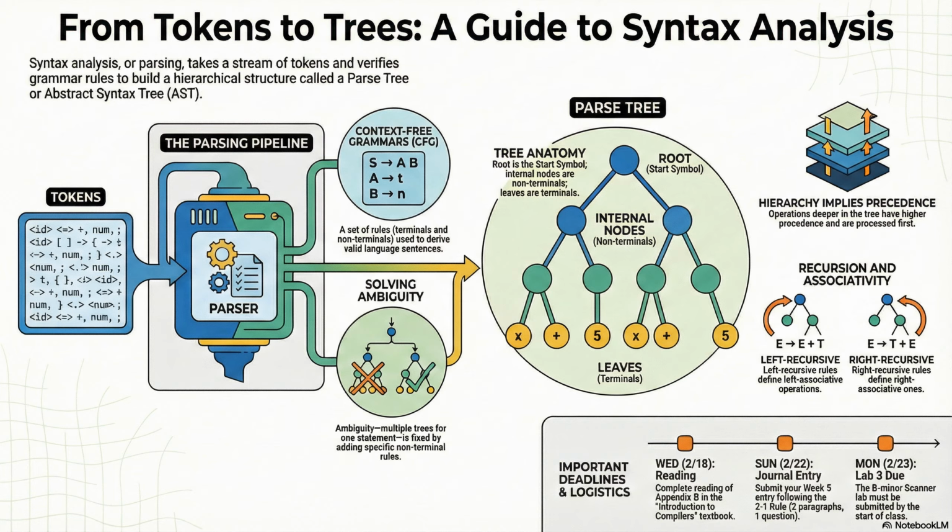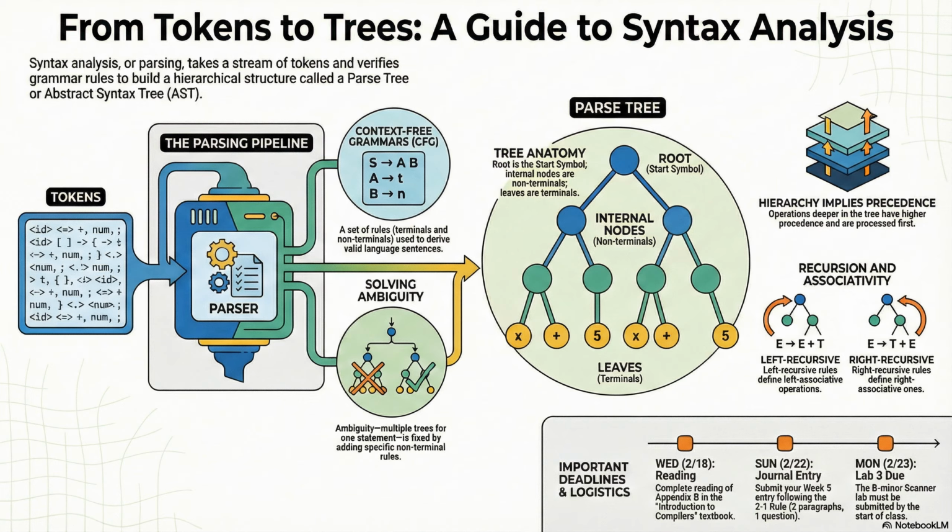The slides have a great example of this using basic math. We have the statement A equals B plus C times A. Right. Now, we all learned PEMDAS in school. We know multiplication comes before addition, but a raw grammar doesn't know that. It just knows tokens. So if the grammar is ambiguous, you could technically draw two different trees for that one single equation.